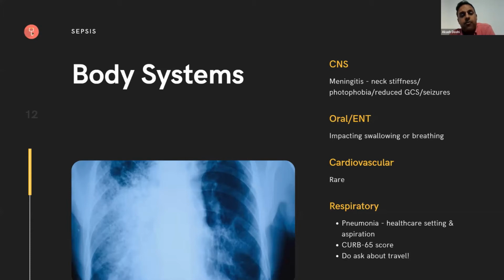Respiratory, now this is incredibly common. So the thing that we need to think about here is pneumonia. You can see a chest x-ray here showing focal consolidation in the right middle lobe.